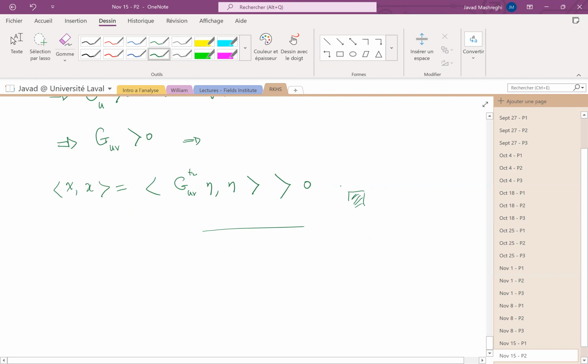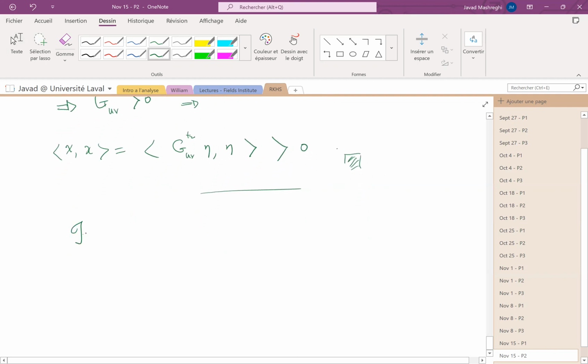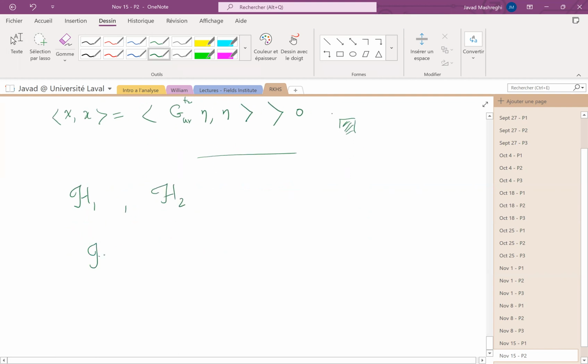Be careful before the next break. If you start with two Hilbert spaces, H1 and H2, of course you can form H1 tensor H2 as an inner product space, the way defined above. But this is not necessarily complete. It's an inner product space, not necessarily complete, even though H1 and H2 are complete. But we can do the completion. And the completion is also denoted by H1 tensor H2. So this doesn't cause any problem, but sometimes we need to be careful about this.